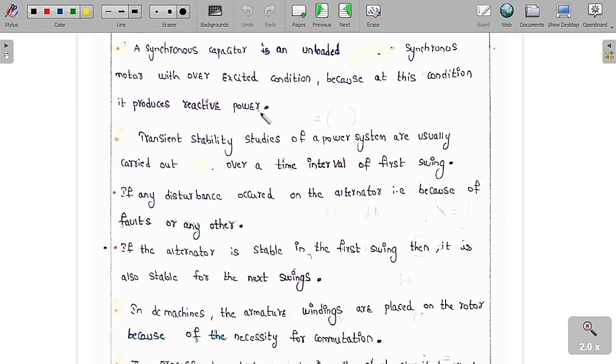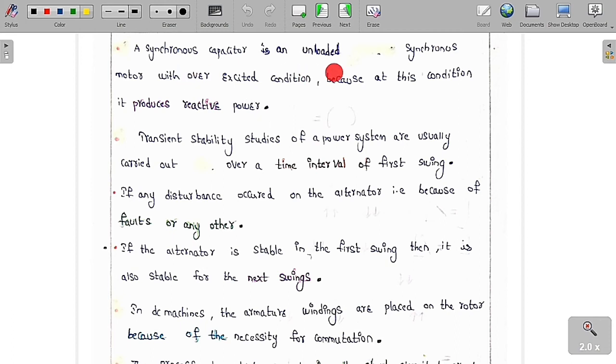So it is basically used for improving the power factor of the system, whereas at underexcitation and no load, the synchronous motor behaves like an inductor. It is going to accept reactive power. Therefore it can be used for compensating the Ferranti effect. These things I have already explained in the synchronous machine concepts itself.